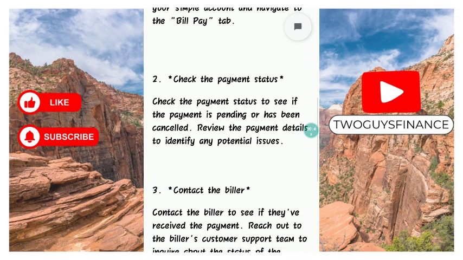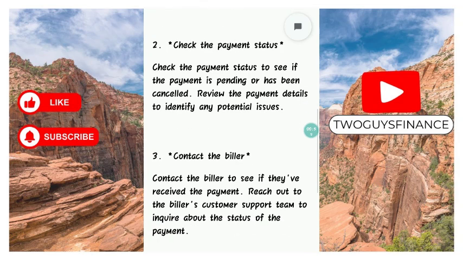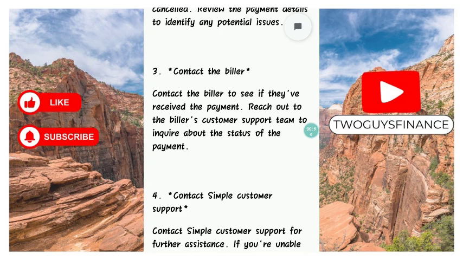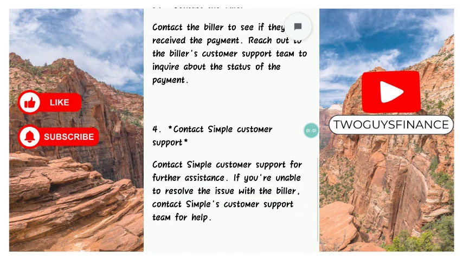And in case there are issues, you could also contact the biller to see if they've received the payment. Just reach out to the biller's customer support team to inquire about the status of the payment. And assuming that they can't do anything about it, you could contact Simple's customer support team for further assistance, and they might be able to help you resolve whatever is going wrong with the bill pay issue.